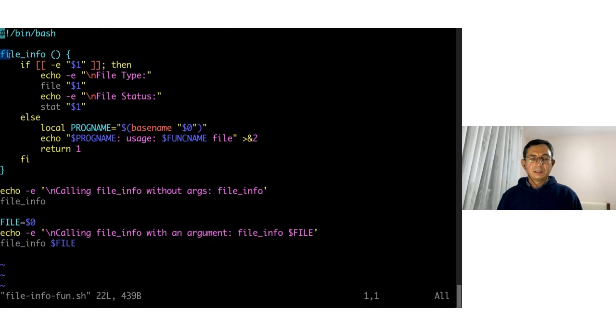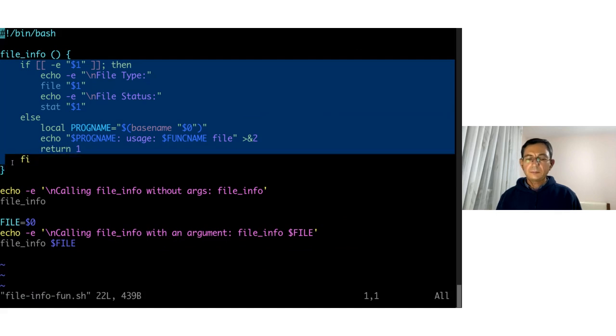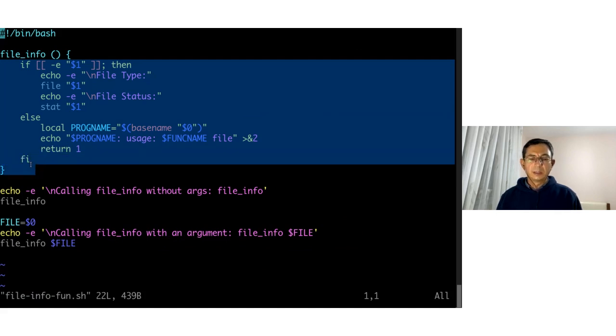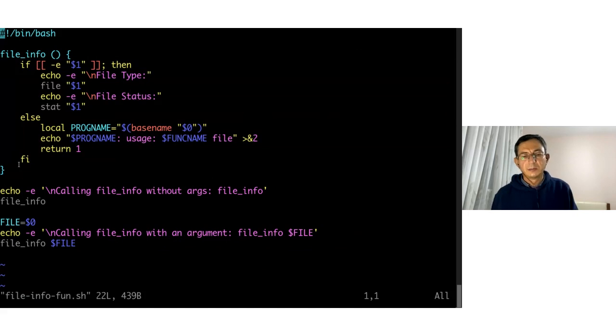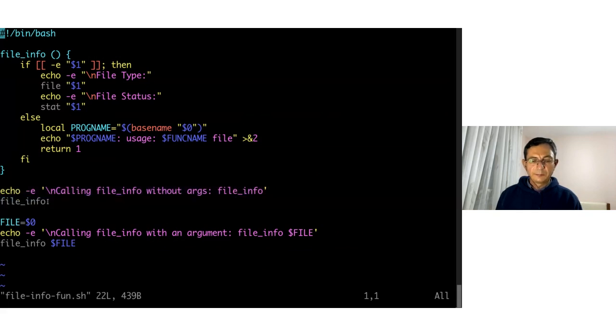So we have this function, file info, and this is the body, what we do inside this function. This is the body of the function. And then we are calling this function twice. Once we call it without arguments, and this is the message, calling file info without arguments. And here we are calling it with an argument.